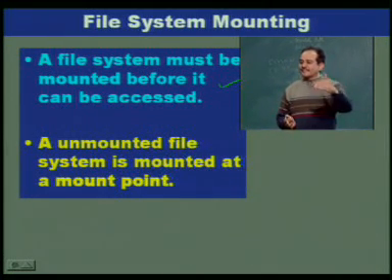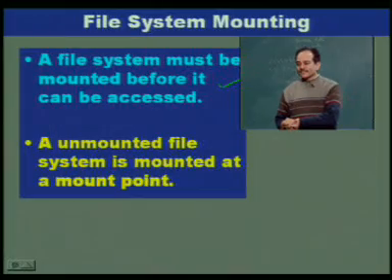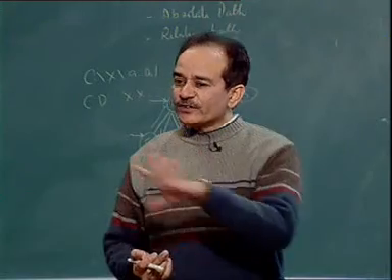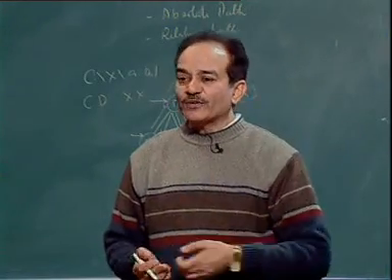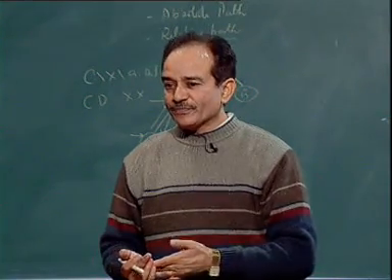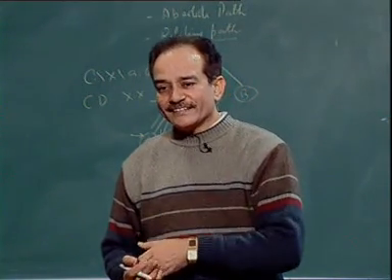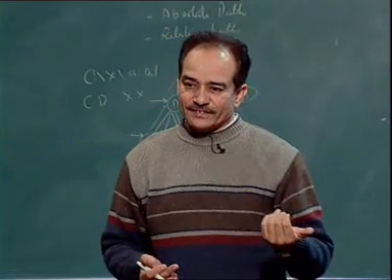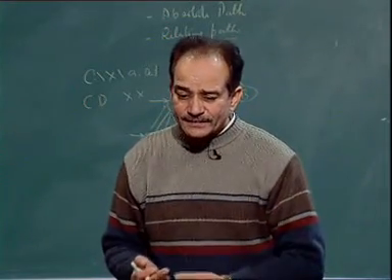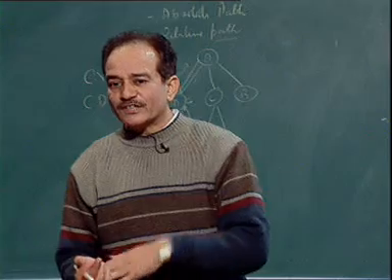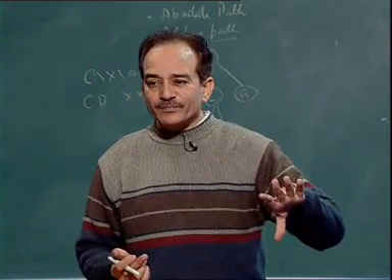Just like you have C, D and E partitions. In case of Windows or DOS, they automatically get mounted. The moment you switch on the system, your C mounting and D mounting are there. But in case of Unix, whatever device I have got, first of all I must mount it. What does mounting mean?